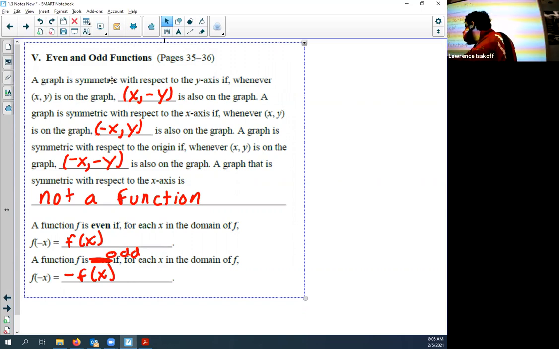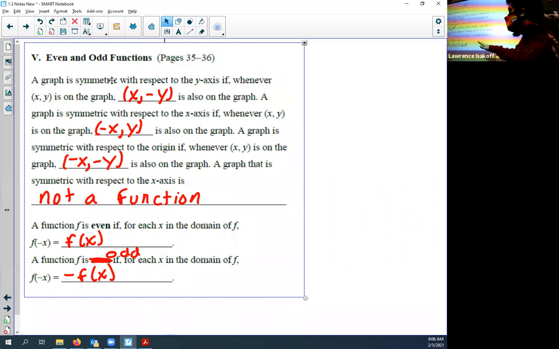A function is even if f of negative x is equal to f of x. A function is odd if f of negative x is equal to negative f of x. Again, we'll just look at them with just the powers though.